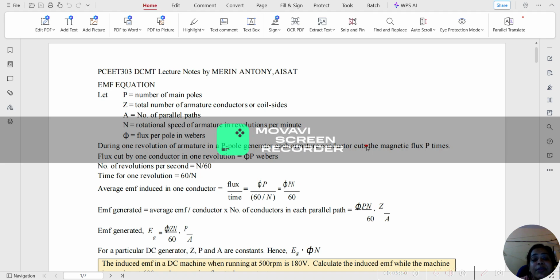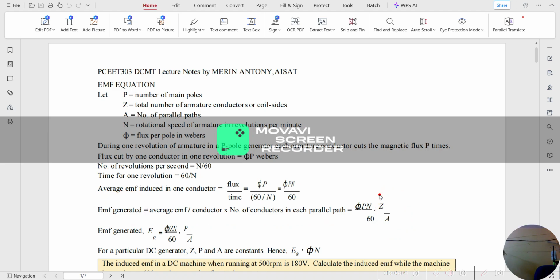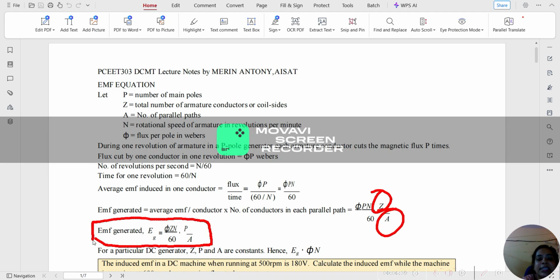What do we need to find? The EMF generated is the average EMF per conductor into the number of conductors in each parallel path. We know that if Z is the number of conductors and A is the number of parallel paths, then the EMF generated is equal to the average EMF per conductor into the number of conductors in each parallel path. Substituting, we get phi P N by 60 into Z by A. So the final equation is Eg equal to phi Z N by 60 into P by A. This is the EMF equation.